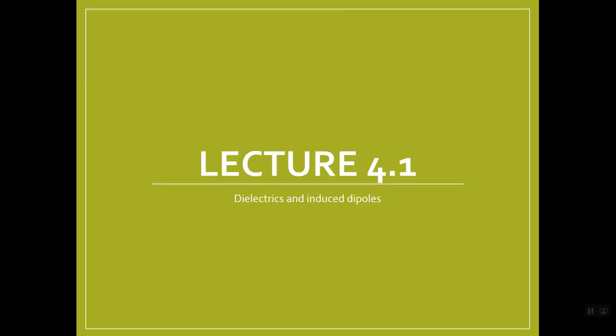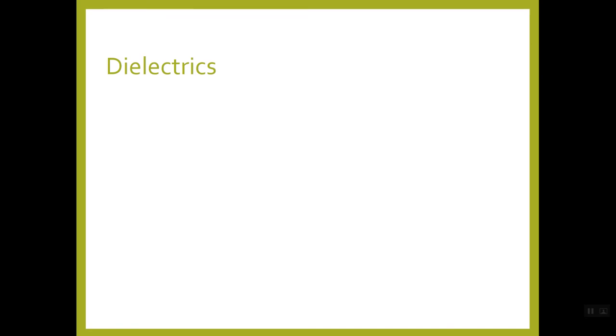Okay, so in previous chapters, we've been looking at electric potentials and fields in the presence of conductors and point charges. In this chapter, we're going to start to look at electric potentials and fields in insulators or dielectrics. So let's first look at what a dielectric is. A dielectric is an insulating, which means non-conducting, material.